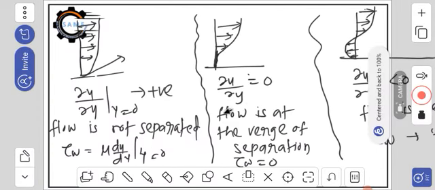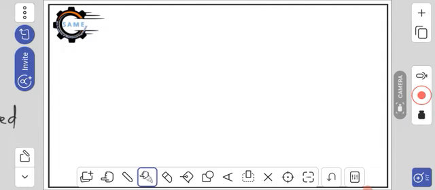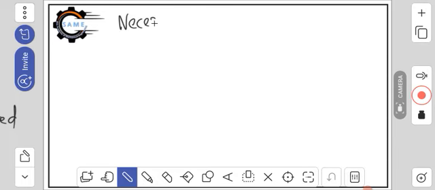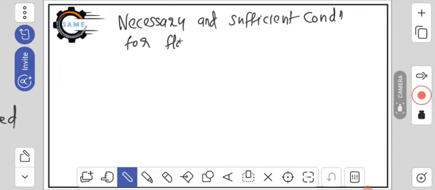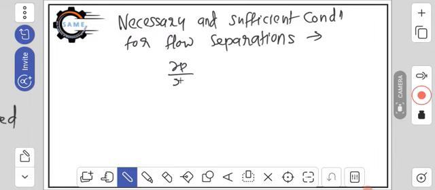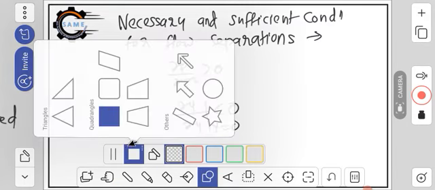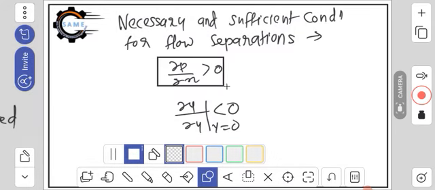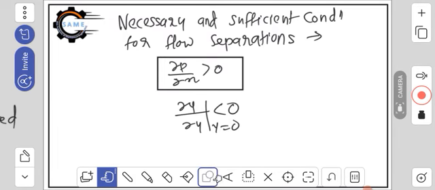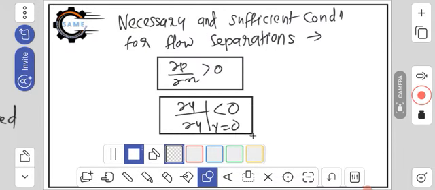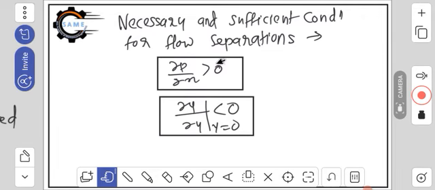Then, let me write here the necessary and sufficient conditions for flow separation. The first one is ∂p/∂x should be greater than 0, and the other one is ∂u/∂y, which is less than 0, at y equal to 0. These are the two conditions. This thing you should keep in mind. Both conditions are required; only one condition is not sufficient.